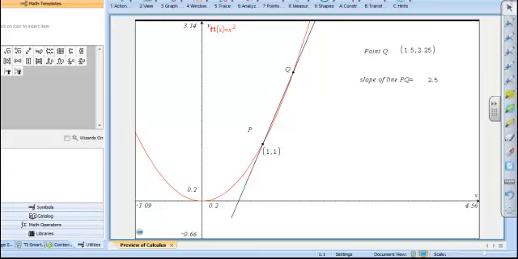So back to our problem, our tangent line problem. We have a curve, and what we want to talk about is, let's find the equation for a line tangent to the curve at point 1.